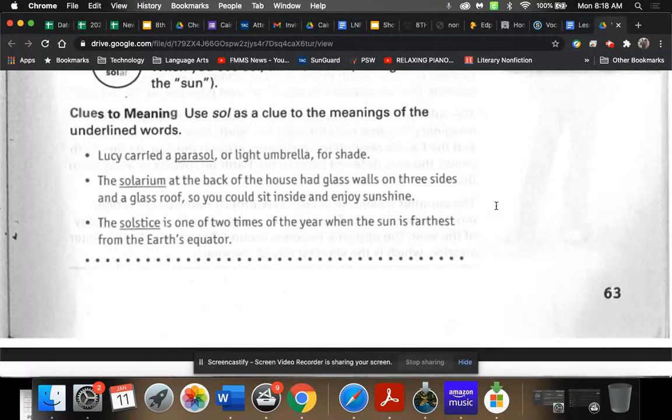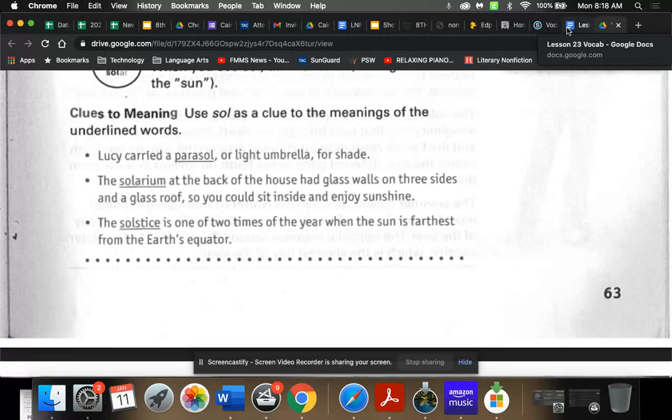The last sol word is solstice. The solstice is one of the 2 times a year when the sun is furthest from the Earth's equator. So you have the summer solstice and the winter solstice. Both are on the 21st. The summer solstice is the longest day of the year. The winter solstice is the shortest day of the year. We just had the winter solstice on December 21st.